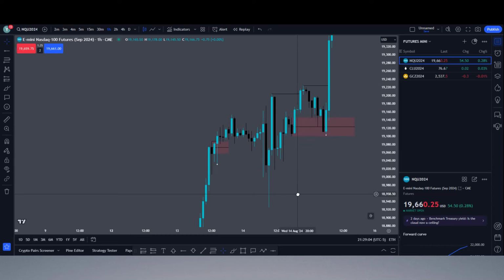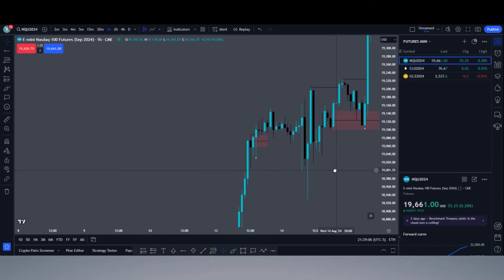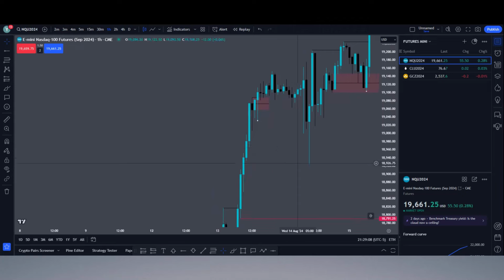If you're one of those people that are always in the market every time, that is something you might mistake for a trade, and you might get in on a trade like that.